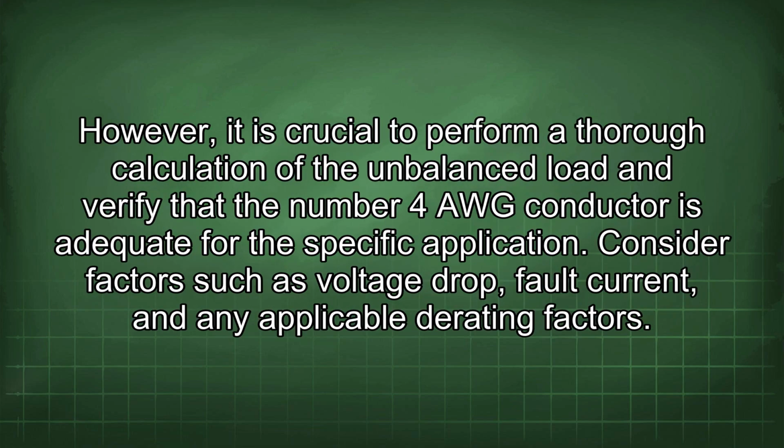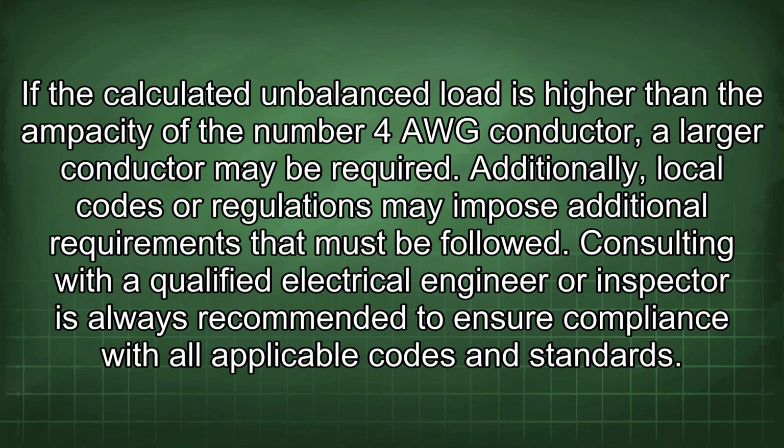However, it is crucial to perform a thorough calculation of the unbalanced load and verify that the number 4 AWG conductor is adequate for the specific application. Consider factors such as voltage drop, fault current, and any applicable derating factors. If the calculated unbalanced load is higher than the ampacity of the number 4 AWG conductor, a larger conductor may be required. Additionally, local codes or regulations may impose additional requirements that must be followed. Consulting with a qualified electrical engineer or inspector is always recommended to ensure compliance with all applicable codes and standards.